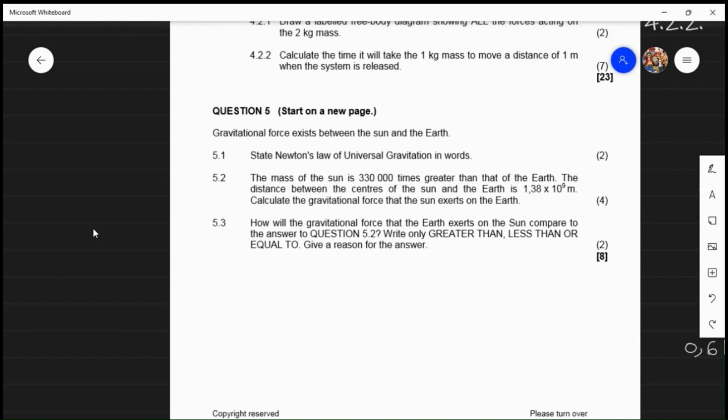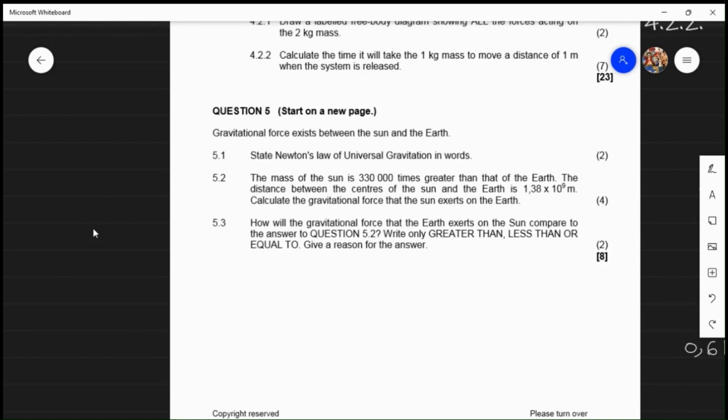Our next question is question 5.2. The mass of the Sun is 330 times greater than that of the Earth. So that means that whatever the mass of the Earth is, the Sun is 330 times greater. Think of it as if your friend is 50 kgs and you are 2 times greater than the mass of your friend. All you would do is to get your mass, you'll multiply your friend's mass by 2 because you are 2 times greater than the mass of your friend.